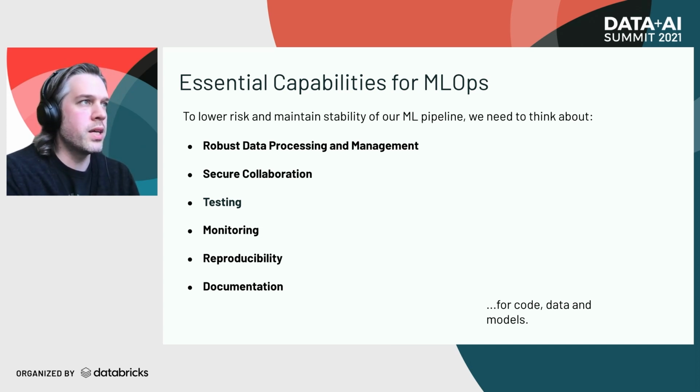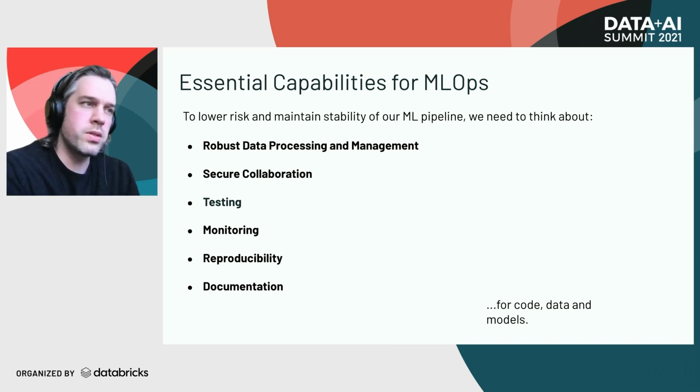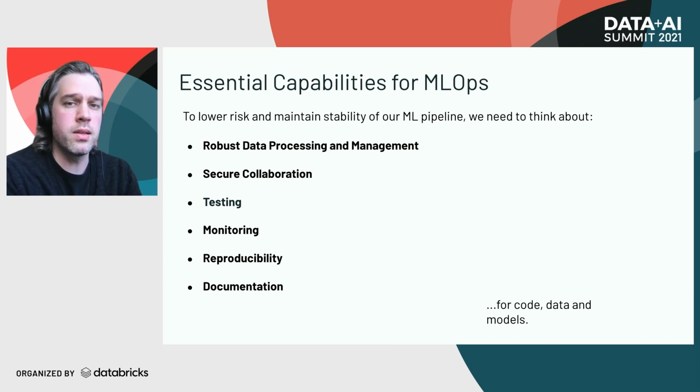Now, if we think about what is essential for sound machine learning operations, we need to think about the following things. We need robust data processing and management, making sure that our pipelines can scale and set us up for success in the future as our data volumes might grow. We need secure collaboration, making sure the right people have access to the right data and the right code and models at the right time. Testing is very, very important, not just of code, but also testing the data sets that we use for training and the models themselves to make sure that they have certain documentation associated with them. And of course, monitoring is very important to maintain performance over time.